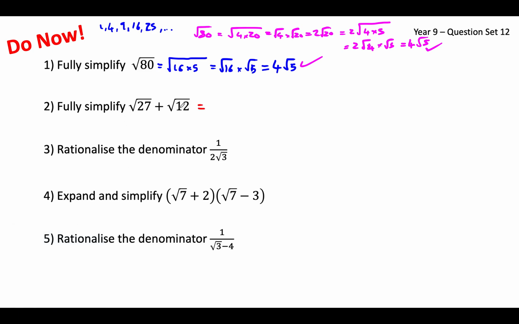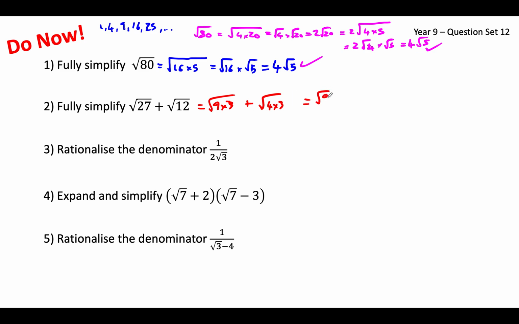Next, simplify these. Okay, so we want to add them together. We're going to fully simplify them first to see if they've got the same surd hidden inside them, that irreducible square root. 27 can be made from 9 times 3. 9 is that square number. That's a 3. And 12 can also be made from something times 3, 4 times 3. Okay, so that I can see where I'm heading with this.